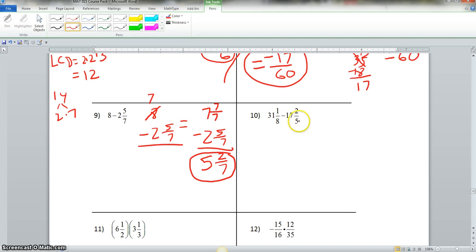Now number 10, the first step you should do is line this up vertically. That should be your first step.